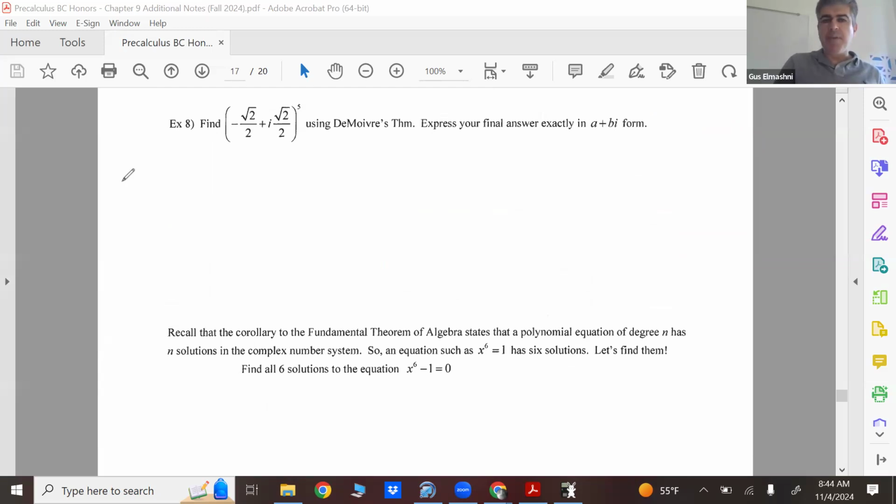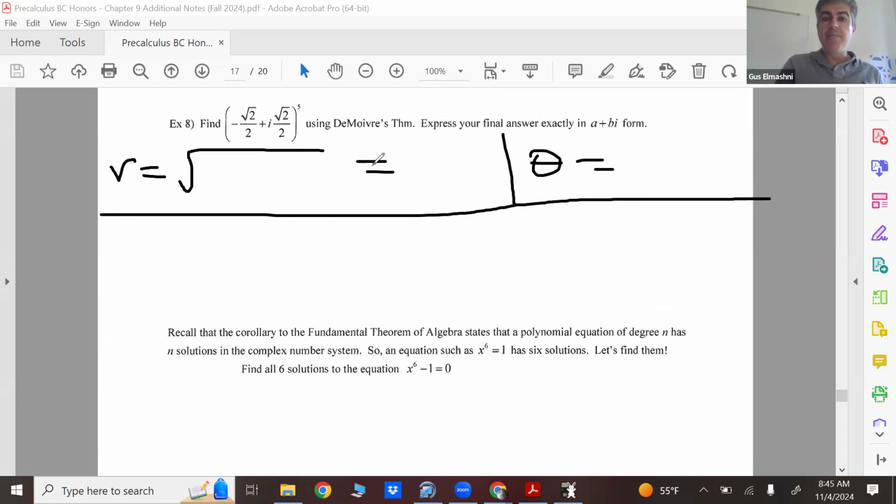So do the same thing here, guys. I want you guys to do this on your own. Solve for r. Solve for theta. Then work it out. Okay, I'm going to freeze the screen and work it out. Let's see if we get the same thing.